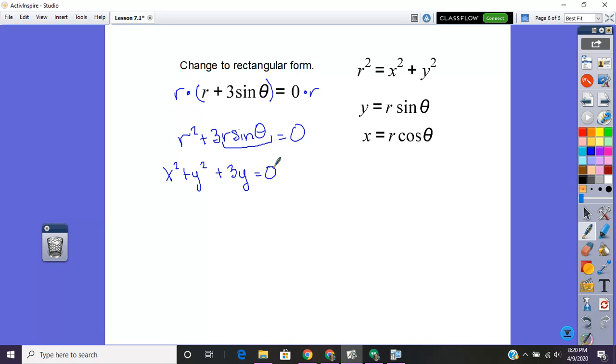And yes, that is your answer. That is literally all you are doing with this. So don't overthink these. They don't look like answers when you're done. You're not solving for anything. You are just changing the forms.